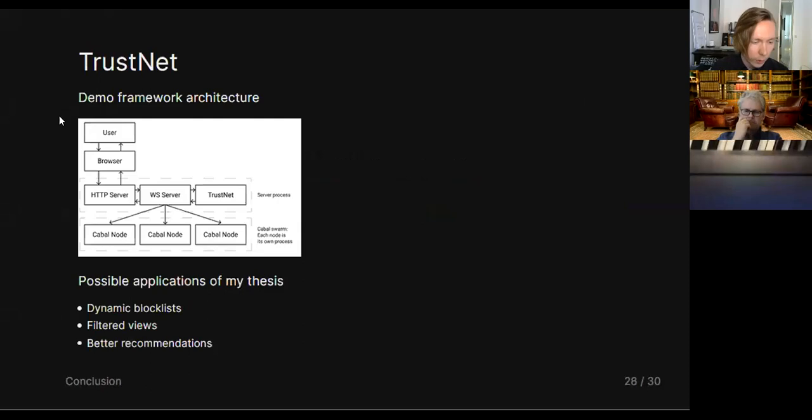So what we saw here was I was a user in a browser interacting with an HTTP server, which had a WebSocket server, and the WebSocket server was controlling each of the Cabal nodes, which were communicating with each other. Because it was kind of like, how do we simulate having real people? Well, we need to tell people to start doing things, doing the posting. And then we also had this TrustNet component, which we were communicating with. So to wrap it all up, that's how TrustNet works.